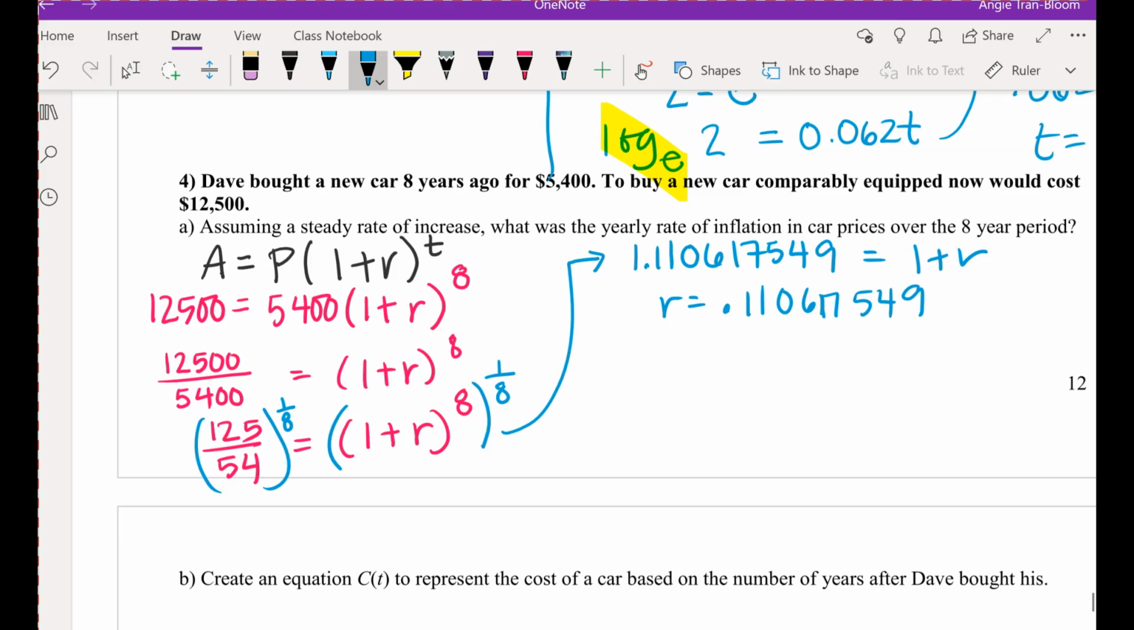Well, that's a decimal, and if you're looking for rate, most likely we would be using percentage. So how do you move it so you can have percentage? Move it 2 spots, right? So about 11.06%. Stacy, help me read part B.